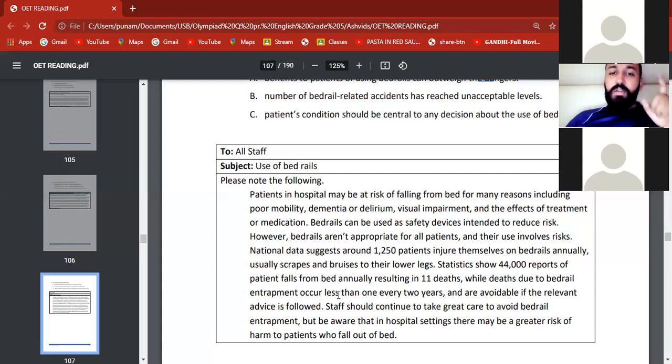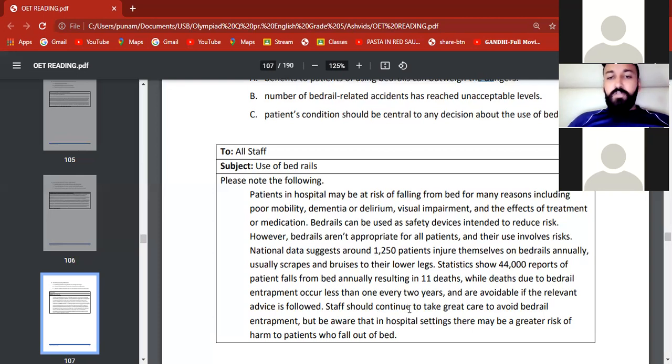It says deaths occur less than 1 every 2 years, means 0.5 in 1 year, only 1 every 2 years, as compared to 11, which means from the bed it is 10 times higher, correct? From the bed it is 10 times higher; if you compare, from the bed rail it is a very small number. And they are avoidable if the relevant advice is followed. So it means it's very less, and it can even be avoided if the advice is followed.